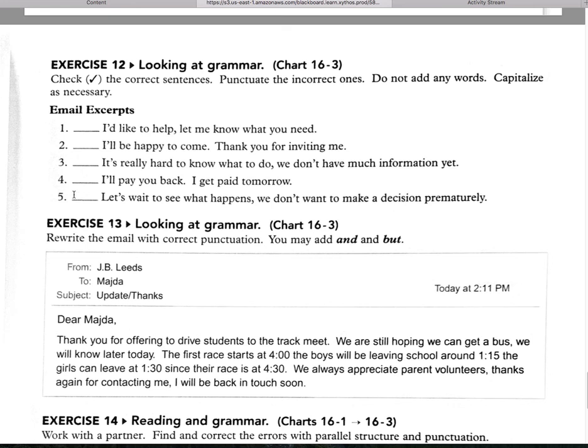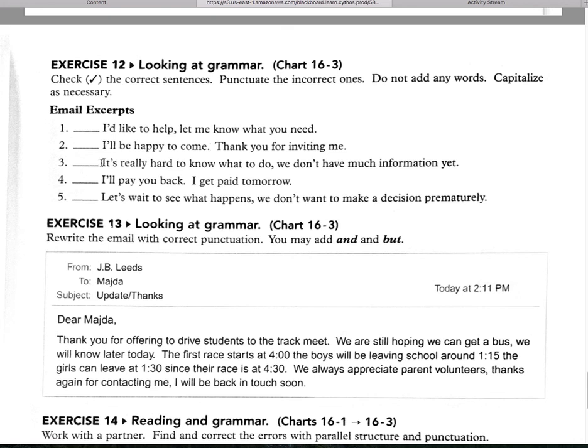So number 2, I'll be happy to come. Thank you for inviting me. Is this correct or not? It is correct. I'll be happy to come, period. Thank you for inviting me. We use a period, capital T, to begin the second independent clause because the two are complete sentences, independent clauses. There is no conjunction, therefore we use the period.